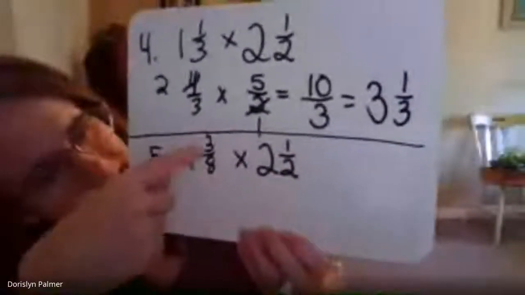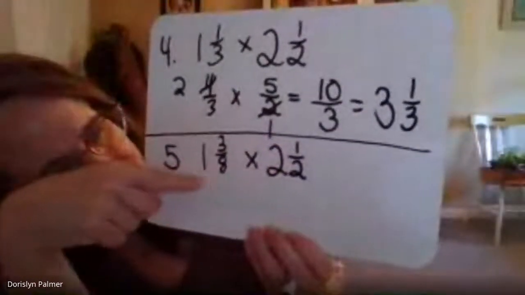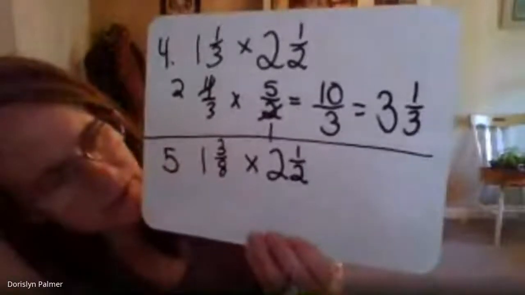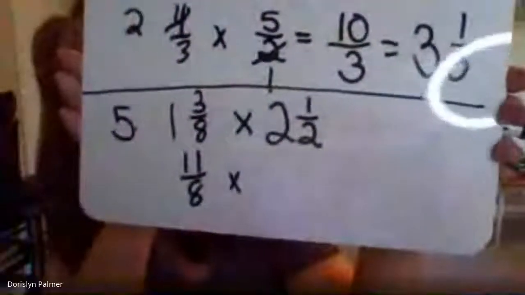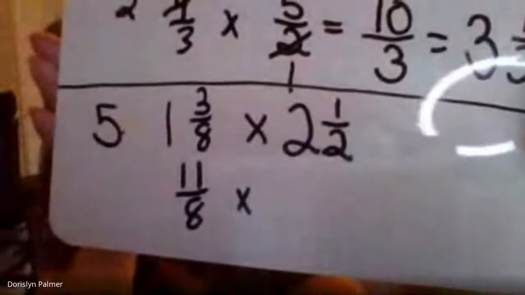So 8 times 1 is 8 plus 3 is 11. So 1 3/8, I'm going to make that 11 over 8. Okay, so we'll write that down, 11 over 8. All right, now I have to work with 2 1/2. 2 times 2 is 4, plus 1 is 5. So I'm going to change that to 5 over 2.